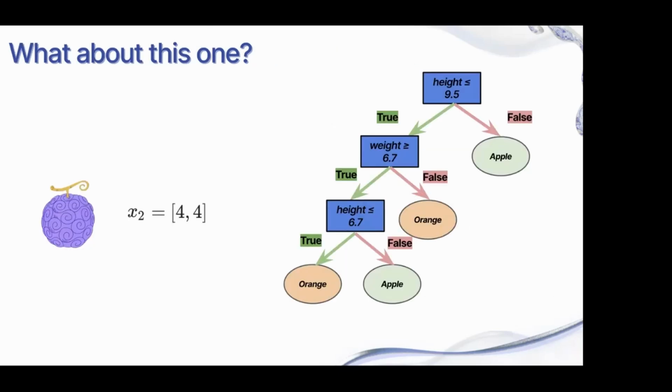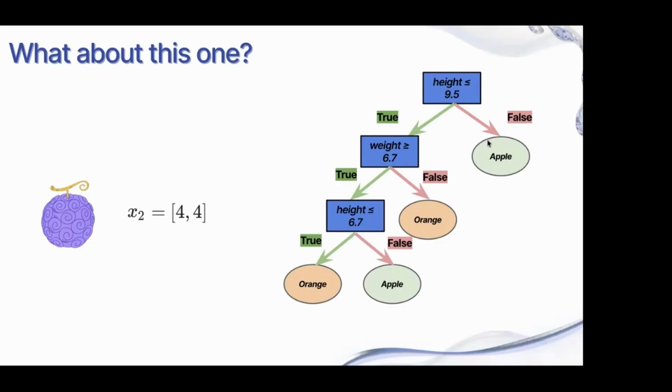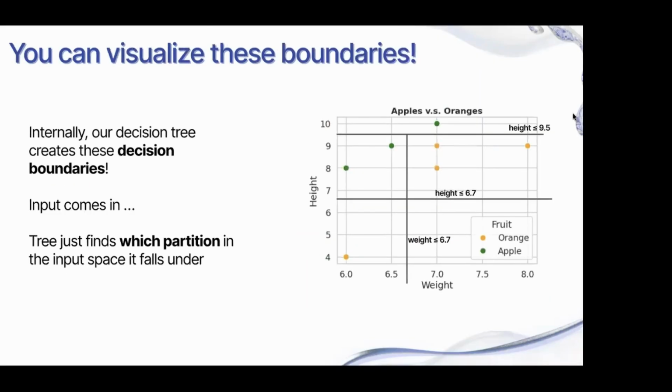For example, back here, height less than or equal to -5. You see here, we make a partition, so it splits it into a few categories. The same thing happens with the rest of the boundaries you have here. So what actually happens then? Well, internally, the decision tree just splits this input space into many partitions.